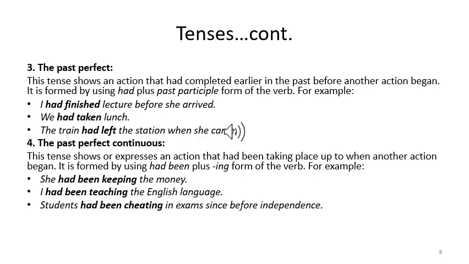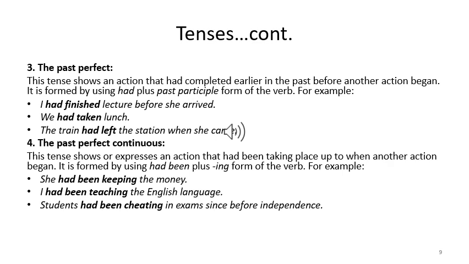Slide 9. The third type of past tense is the past perfect tense. This tense shows an action that had been completed earlier in the past before another action began. So it is formed by using had plus the past participle form of the verb. For example, I had finished the lecture before she arrived. So you see, something is concluded before something else happened, but it is all in the past.